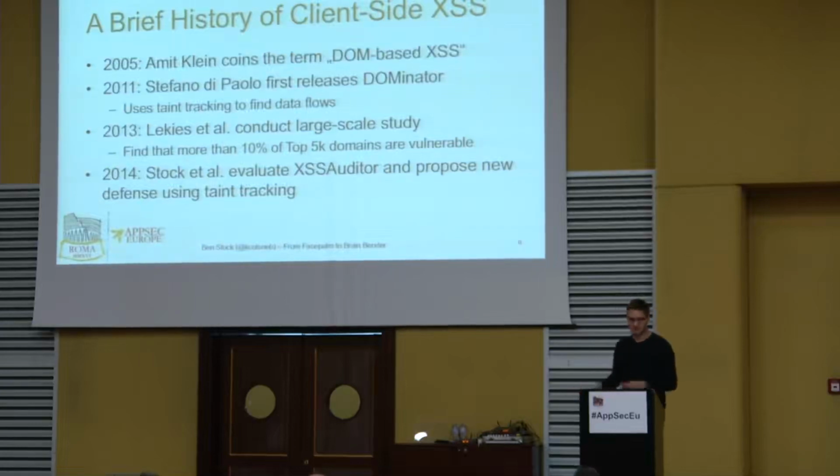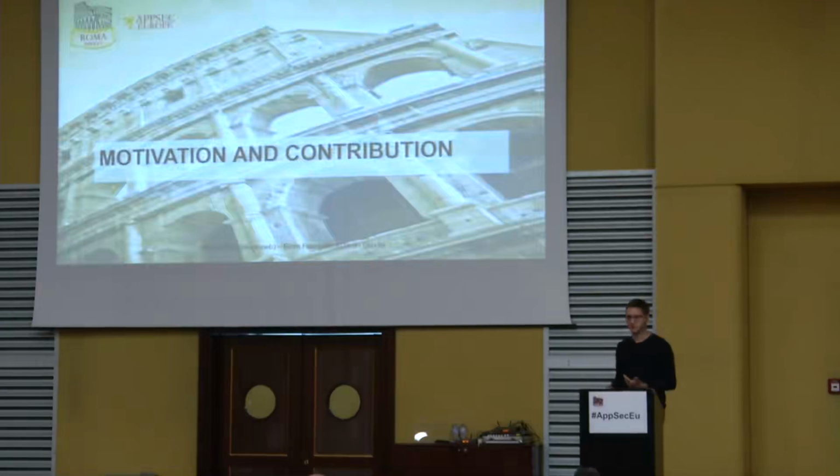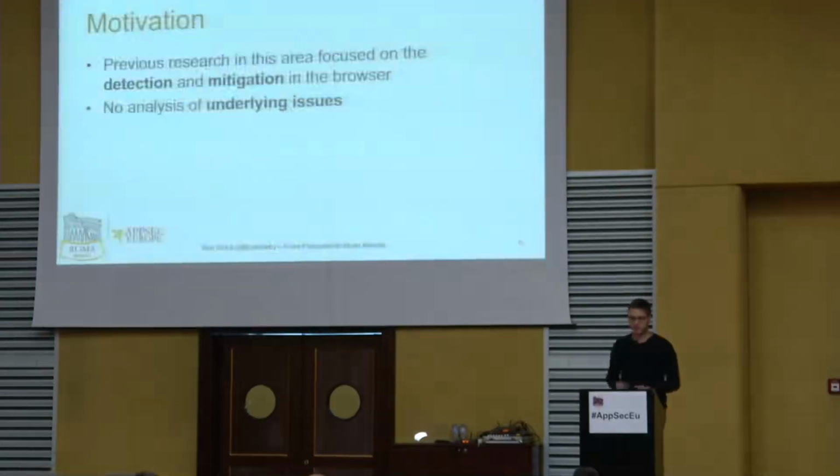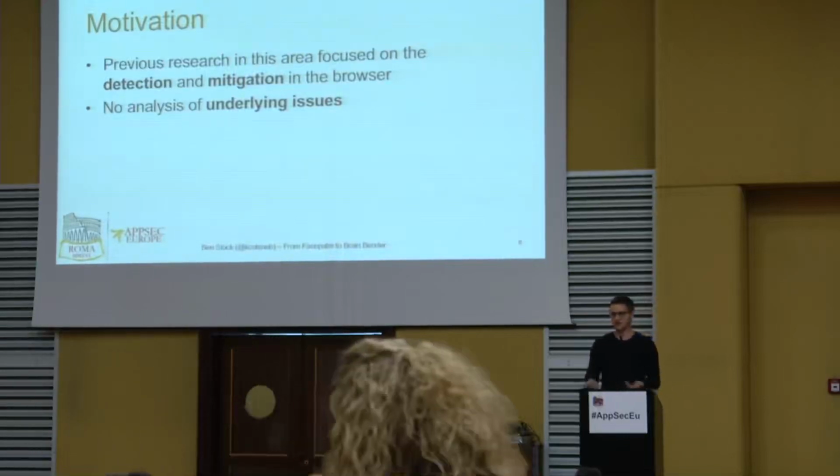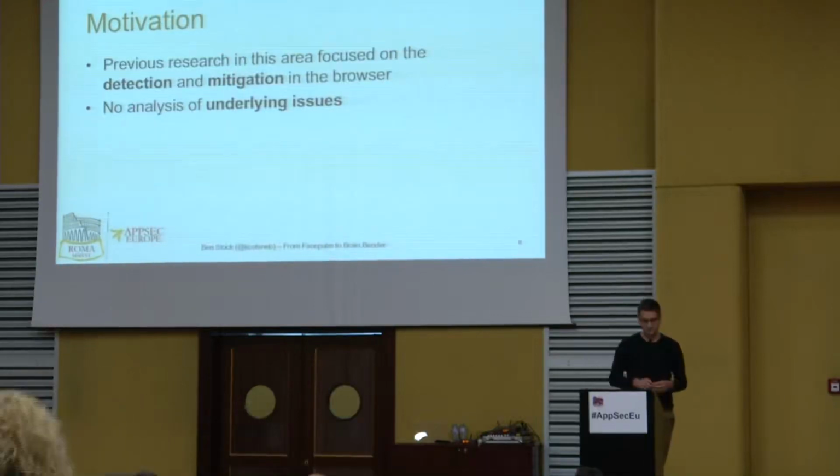All right, so this is a brief history, and it also brings me to my motivation for this work. The previous research in this area has focused on two things: detection and mitigation of the vulnerabilities, right? So we try to find it, and then we try to come up with a means of filtering against it. And there has never been any analysis of the underlying issues. So why do developers actually make these mistakes? Where do these vulnerabilities actually originate from?